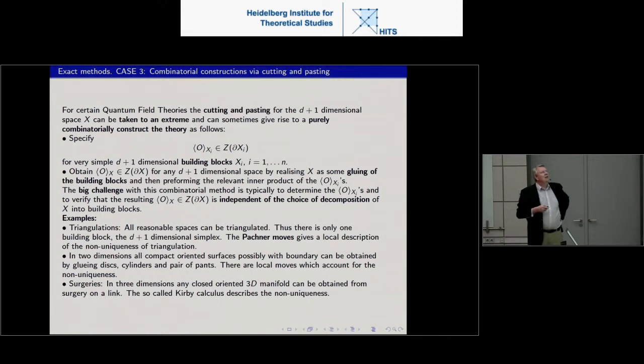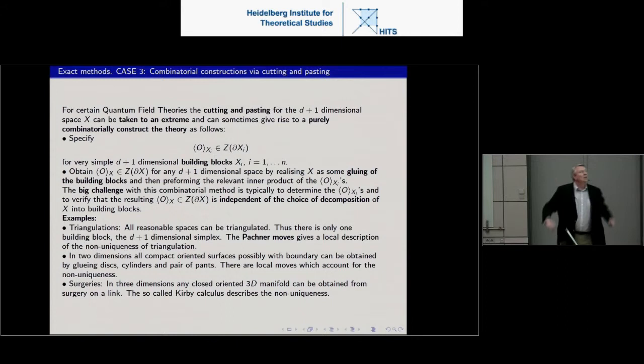For example, triangulations. All reasonable spaces are triangulable. And you only have one building block, and that's the D plus one dimensional simplex. So that's fantastic. We only have one guy to deal with. And in fact, it's nice because the Pachner moves, which I will get back to in a second, describe the non-uniqueness of triangulation. Any two triangulations can be related by a number of Pachner moves, so I just have to check that my construction is independent of Pachner moves.